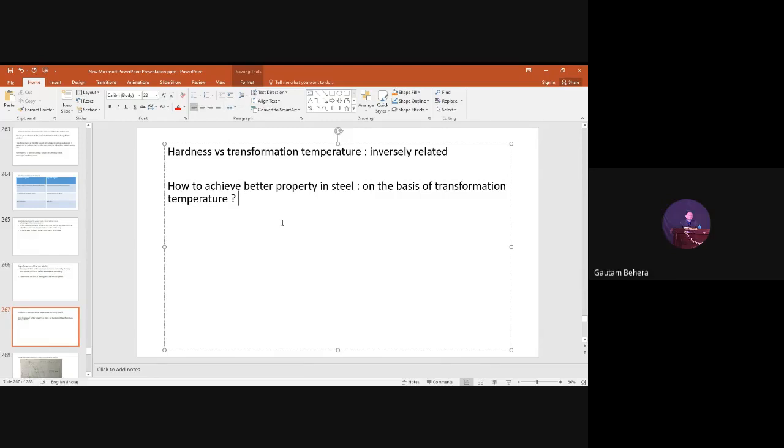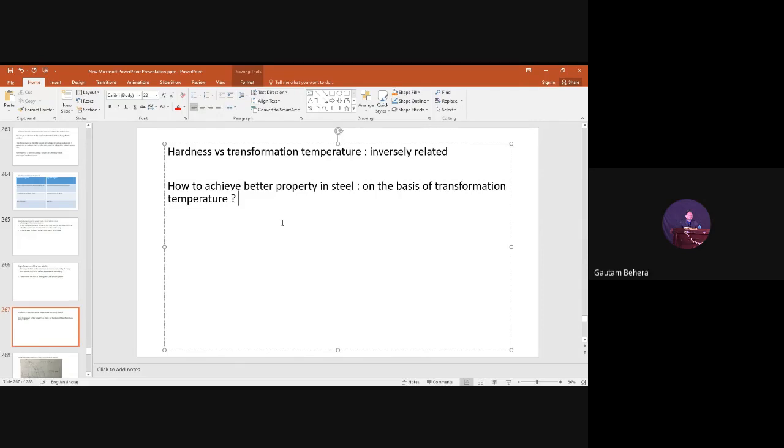The answer is very simple. To obtain better property in steel, the transformation should not happen at high temperature, because if transformation happens at high temperature, then pearlite will form. So we try to avoid this always. To achieve better property in steel, the transformation should happen at very low temperature, because we can obtain either bainite, that is lower bainite, or we can obtain martensite.